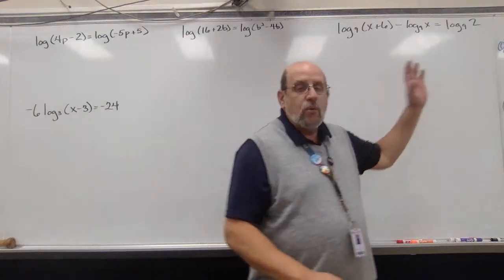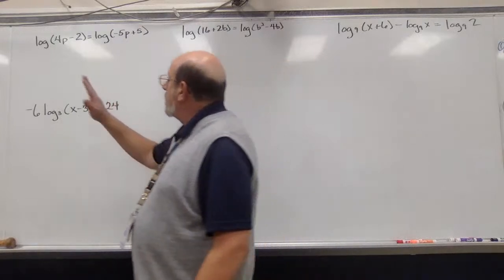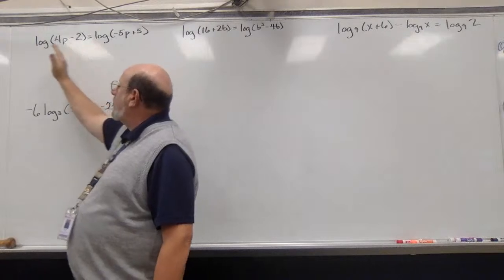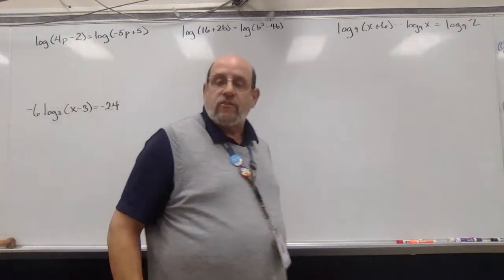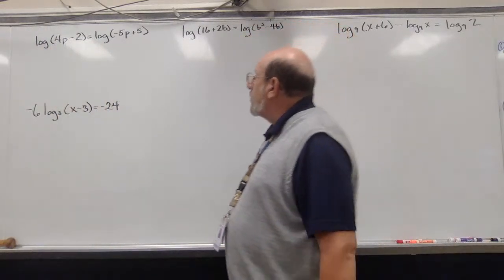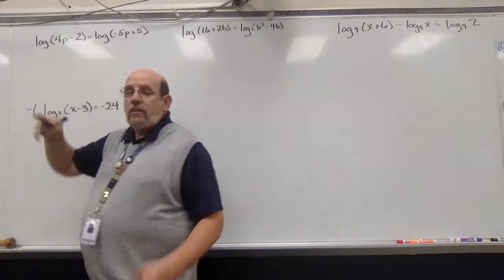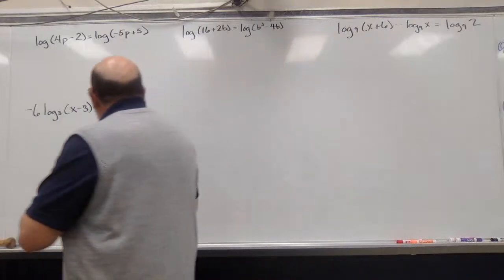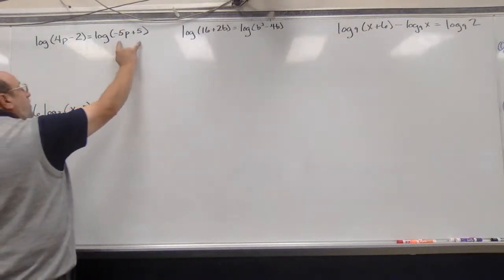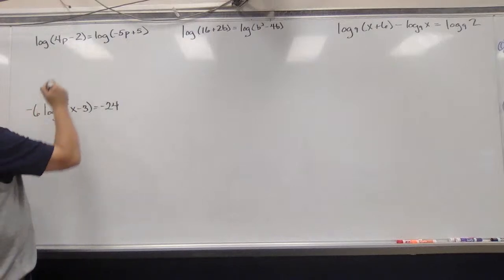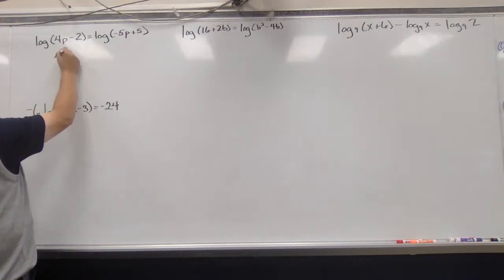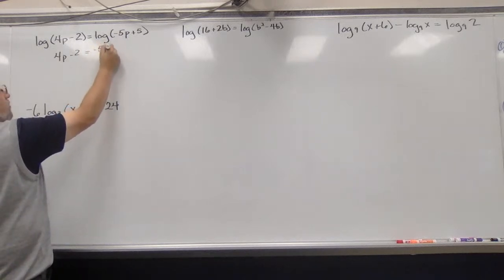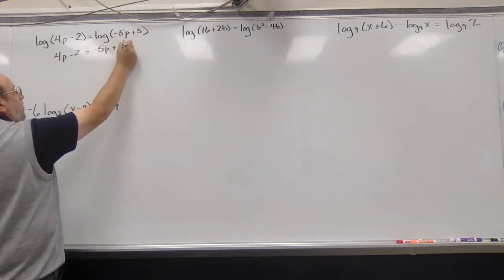So my first problem is, what was my goal? My goal was to have logs with the same base on either side of the equal sign. These two logs are common logs. They have a base of 10, so they are the same. When they have the same base, all we have to do is set these arguments equal to one another. So 4p minus 2 is equal to negative 5p plus 5.